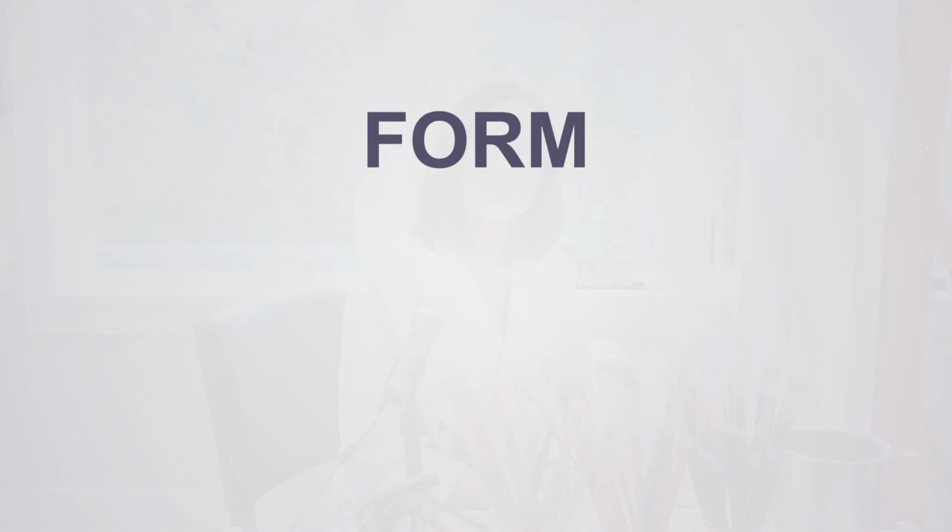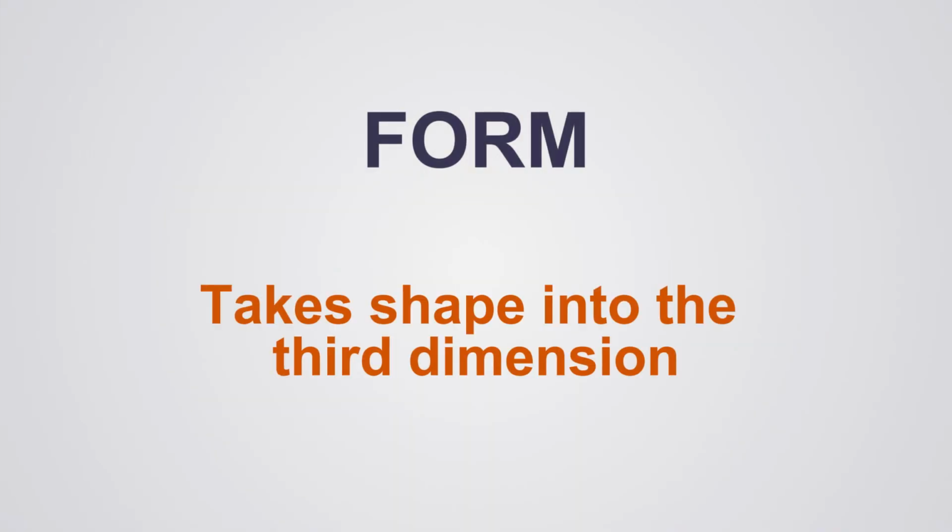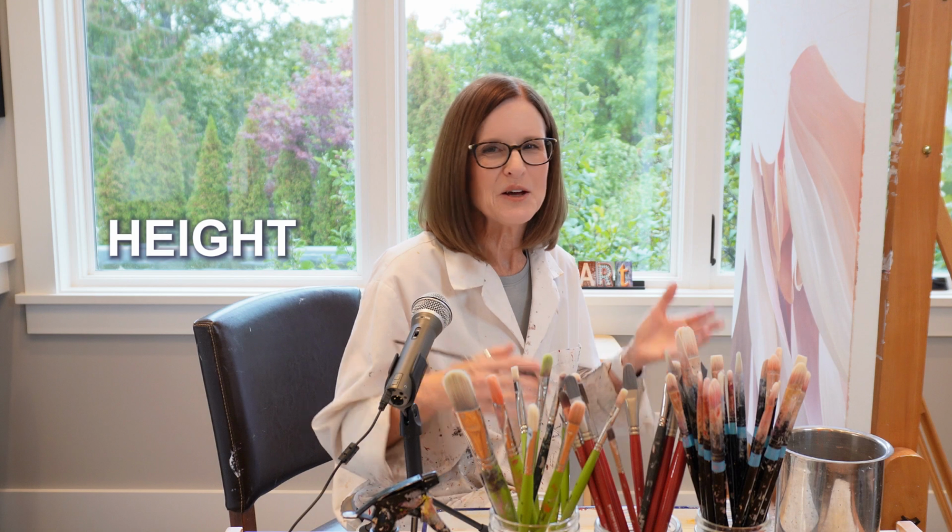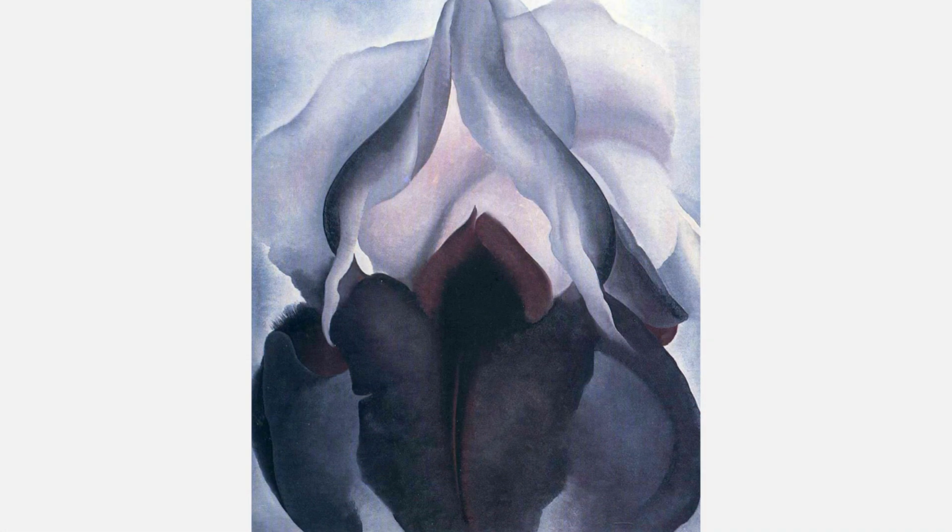Number 3 is form. Form takes shape into the 3rd dimension. It has height, width, and depth. Form creates the illusion of volume and thickness, and we can imply it in 2-dimensional art by using shading, highlights, and perspective.